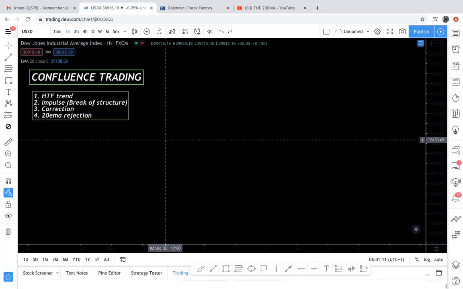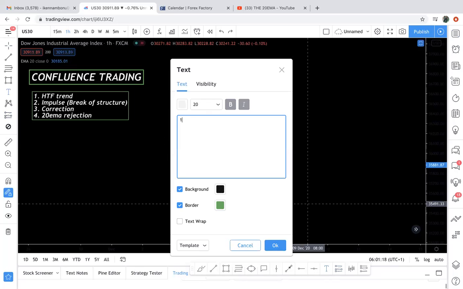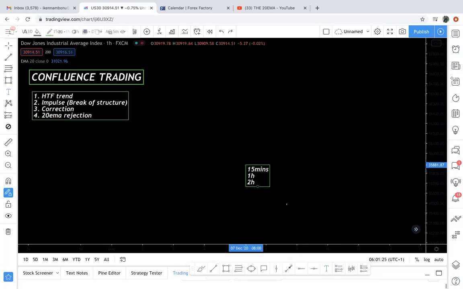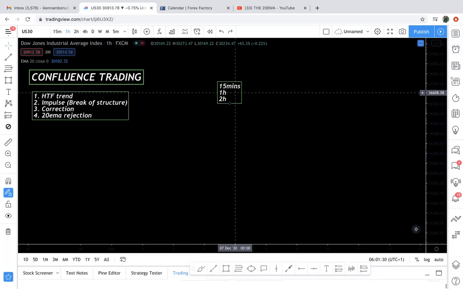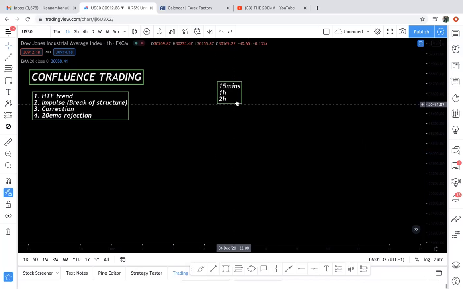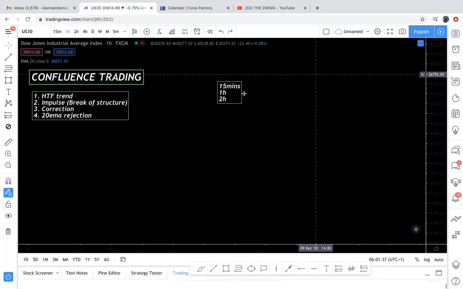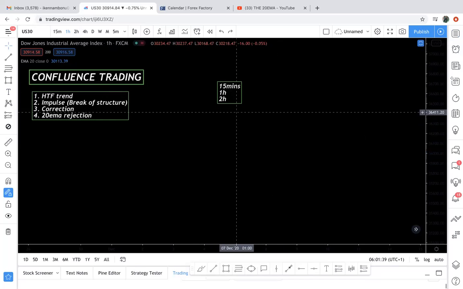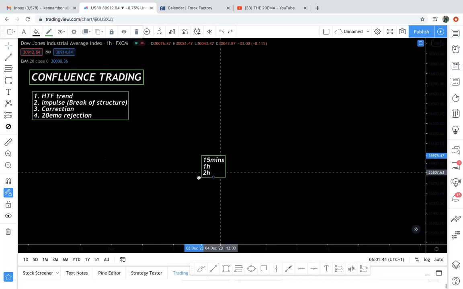Now listen, guys, let's say you are using 15 minutes as your entry time frame, or 1 hour, or the 2 hour time frame. What you have to do is make sure that the trade you're about to execute, if it's a buy, let's say you're looking for a buy setup, that means the higher time frame has to be an uptrend. So let's say 4 hour, daily time frame, 1 weekly time frame if possible, because you have to stay with the trend.